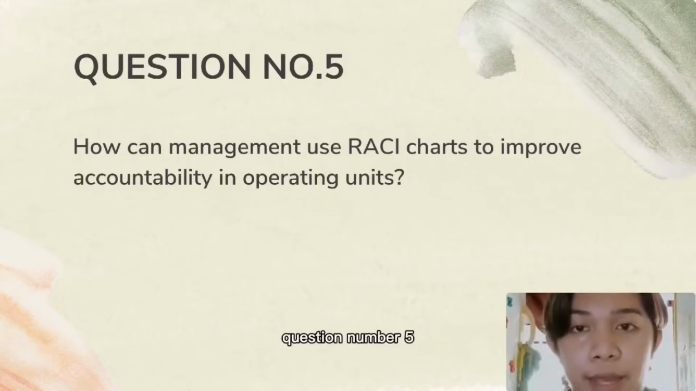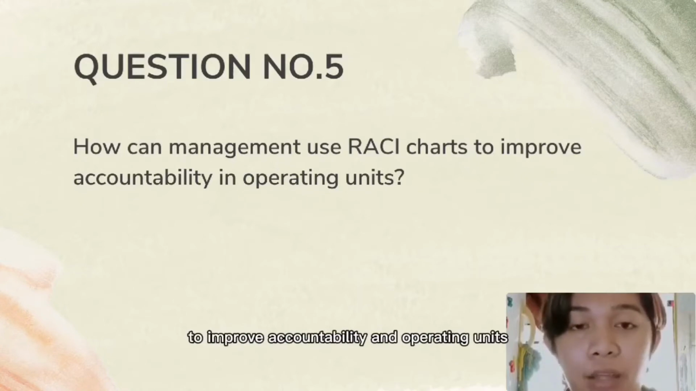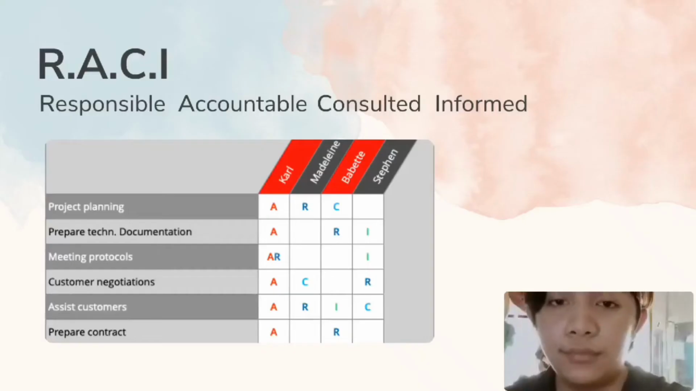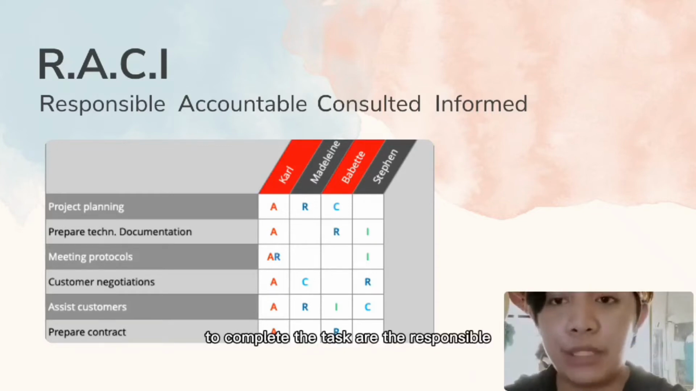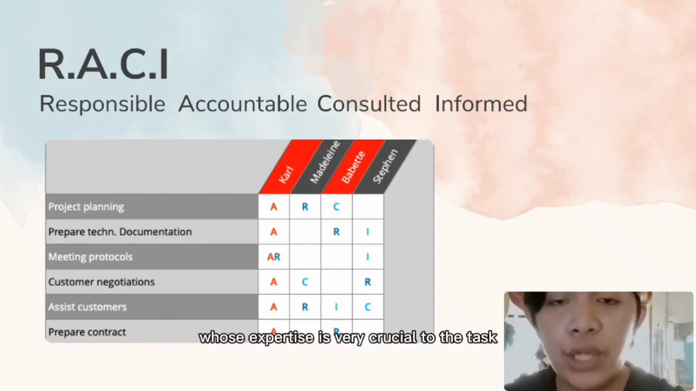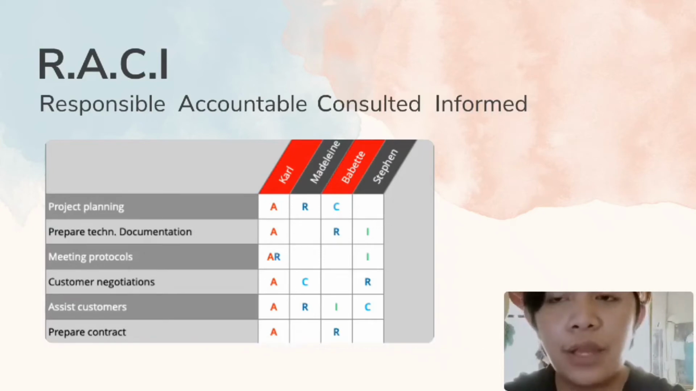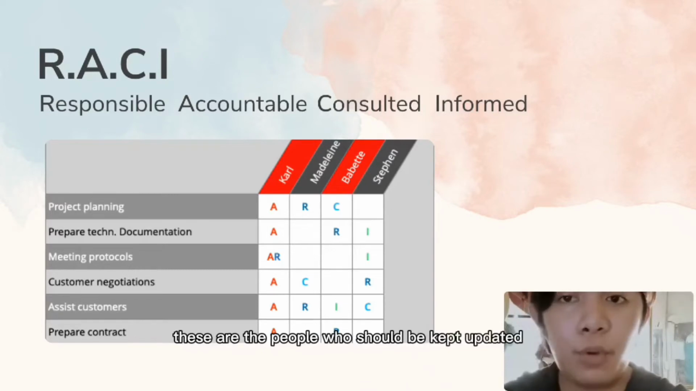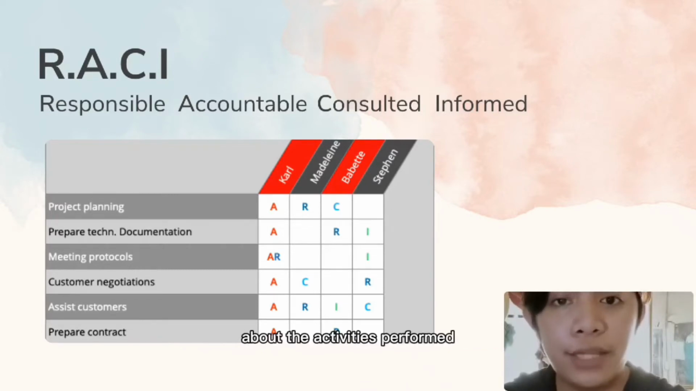Question number 5. How can management use RACI charts to improve accountability in operating units? RACI stands for responsible, accountable, consulted, and informed. Those who put effort to complete the task are the responsible. The person who approves the finished work of the responsible is the accountable. The individuals whose expertise is crucial to the task's success are the consulted. While informed, these are the people who should be kept updated about the activities performed.